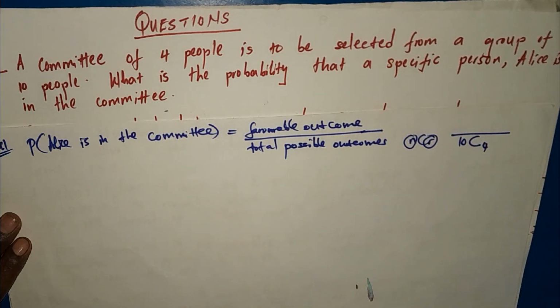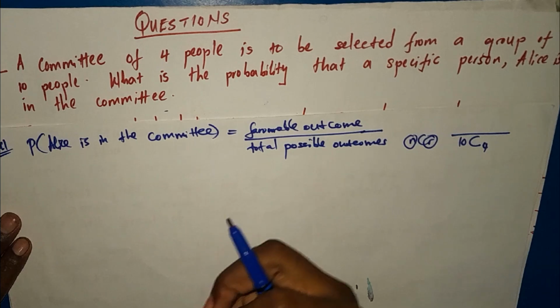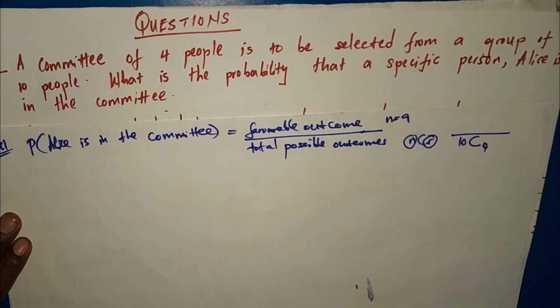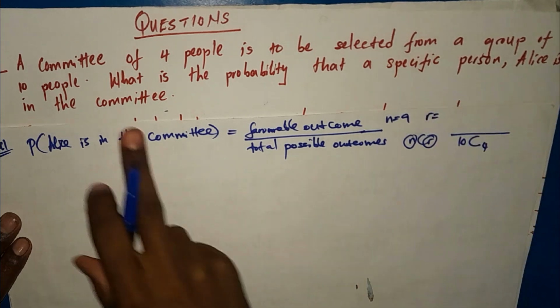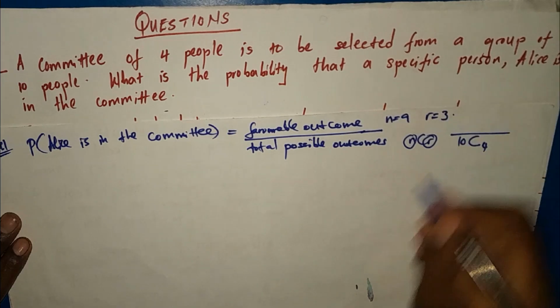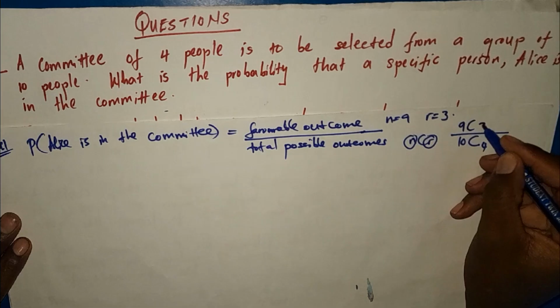Now for the favorable outcomes, we are saying that a specific person, Alice, is in the committee. When Alice is already in the committee, the total number of people we are left with, n, is equal to 9, because Alice is already in. Then for r, we need to choose 4 people, but Alice is already chosen, so we are left with 3 people to choose. So we write 3, meaning it's going to be 9 choose 3.